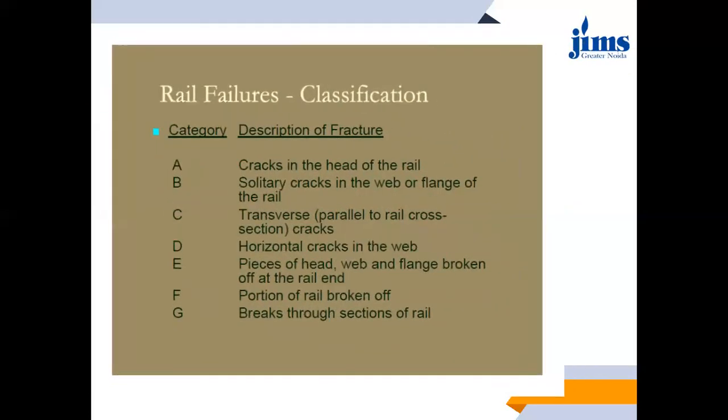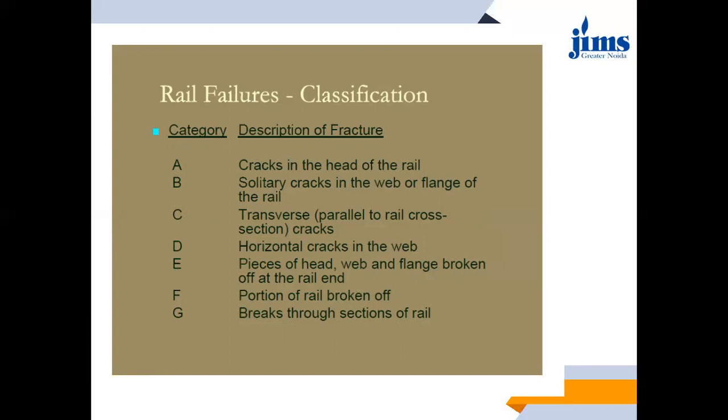So the entire code which defines or classifies the rail failures in Indian Railways is actually made up of 7 digits, or 7 letters, in which the first portion is made up of the first 3 letters, then the second portion is made up of the last 4 letters, each of which represents different parameters in the coding.